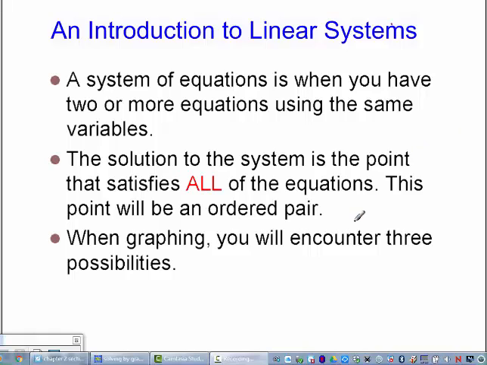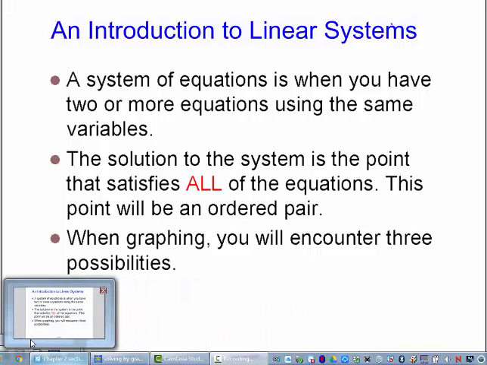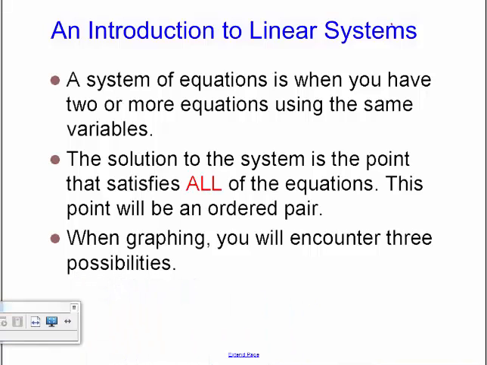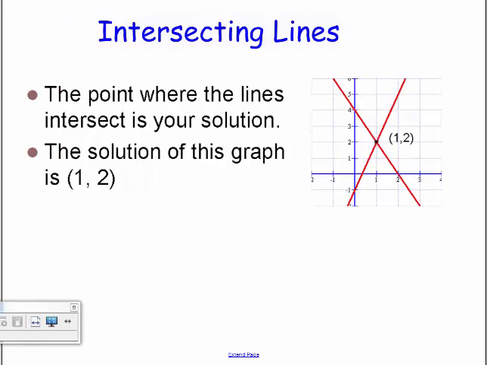When graphing, you will encounter three different types of solutions. The first solution that you will encounter when you are graphing is when two lines intersect. The point where the lines intersect is your solution. So looking at the example that we have here on the page, these two lines intersect at (1, 2). So the solution of the graph is (1, 2). And note that it is an ordered pair. Intersecting lines have a solution that is an ordered pair.